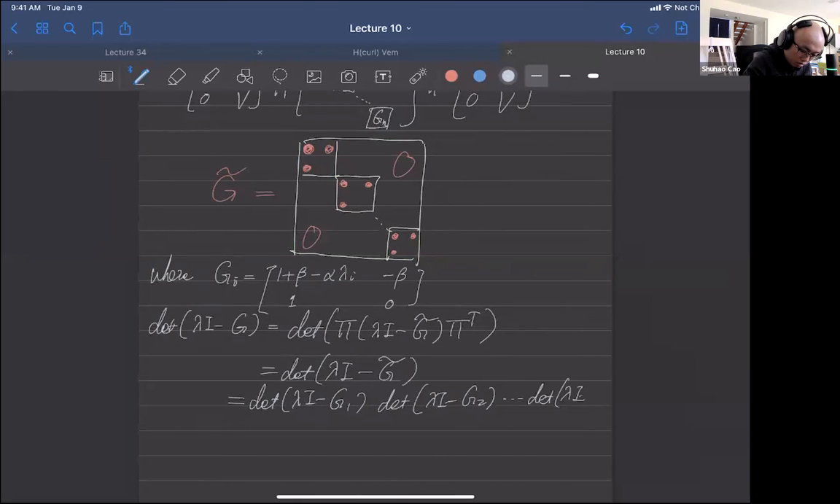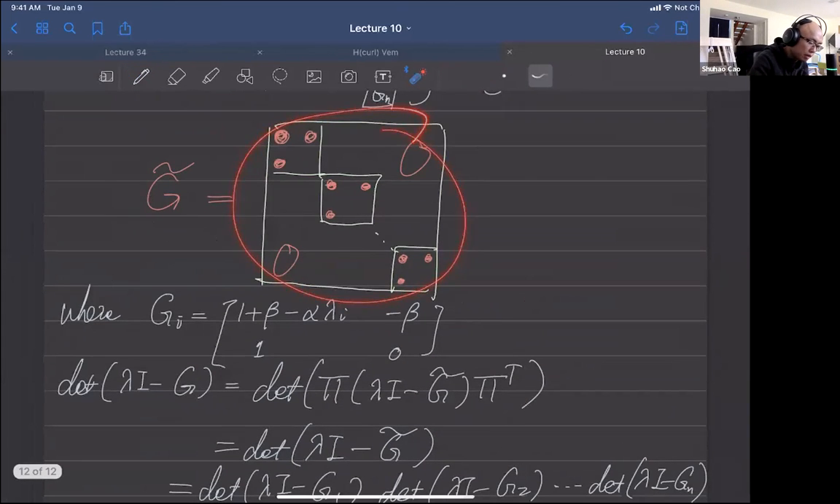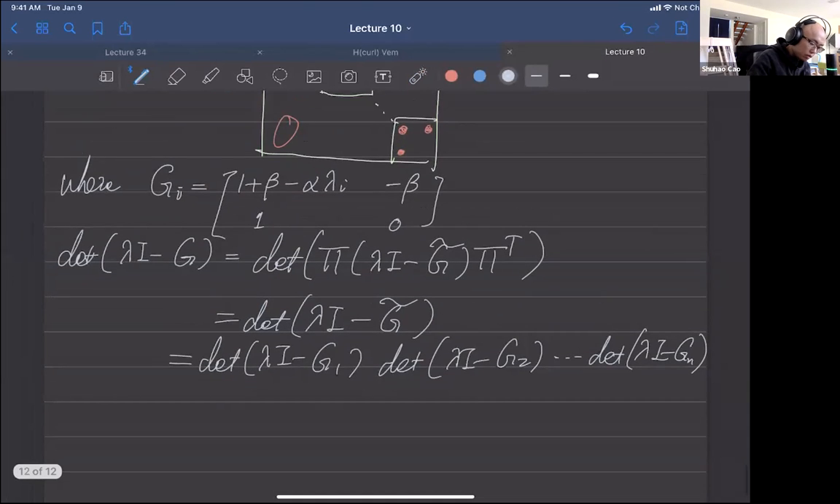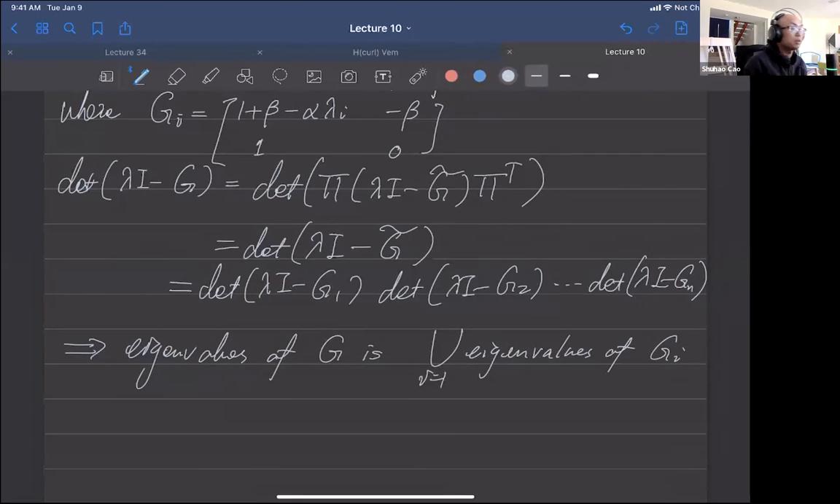So we have this. Because we have a block diagonal matrix, the eigenvalues of the big matrix are nothing but the collection of the eigenvalues of these little matrices, because the determinant of this big block matrix is nothing but the determinant of this times the determinant of that times the determinant of this. So this implies the eigenvalues of G are the collection of eigenvalues of G_i, i from 1 to n.